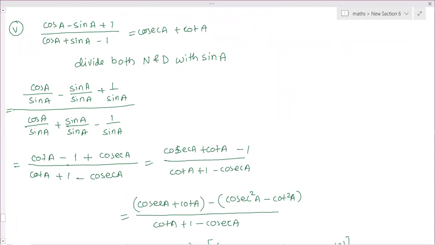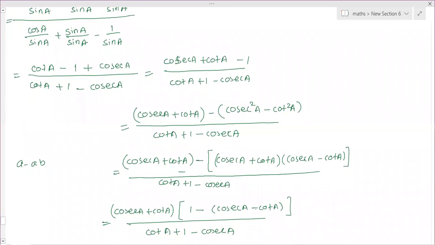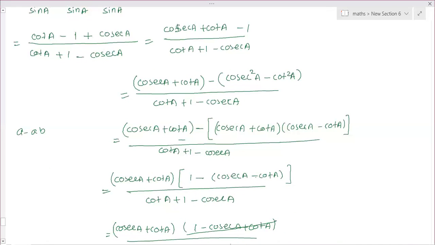Now ask your questions. In the third step, one value I have replaced with cosec square minus cot square, because we know the value of 1 in terms of cosec and cot. So we are substituting the value of 1 in terms of cosec and cot. Then we have factorized, and then taken common.